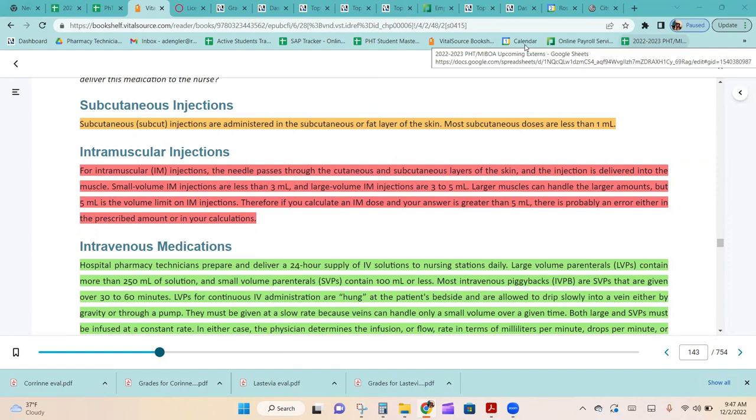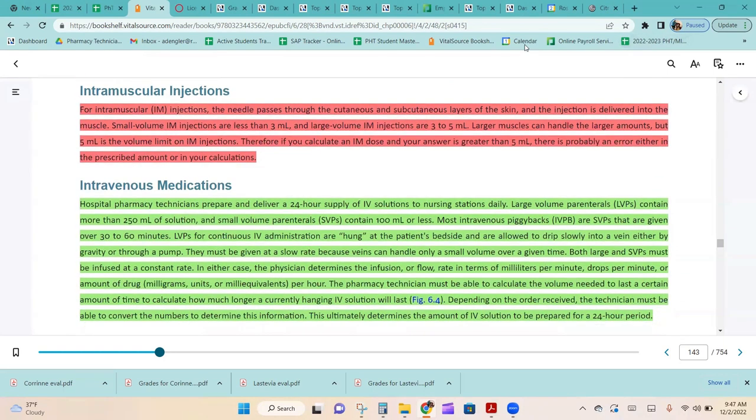Subcutaneous injections are administered in the subcutaneous or fat layer of the skin. Most subcutaneous doses are less than 1 ml. For intramuscular injections, the needle passes through the cutaneous and subcutaneous layers of the skin, and the injection is delivered into the muscle. Small volume IM injections are less than 3 ml, and large volume IM injections are 3 to 5 ml. Larger muscles can handle the larger amounts, but 5 ml is the volume limit on IM injections. Therefore, if you calculate an IM dose and your answer is greater than 5 ml, there's probably an error either in the prescribed amount or in your calculations.